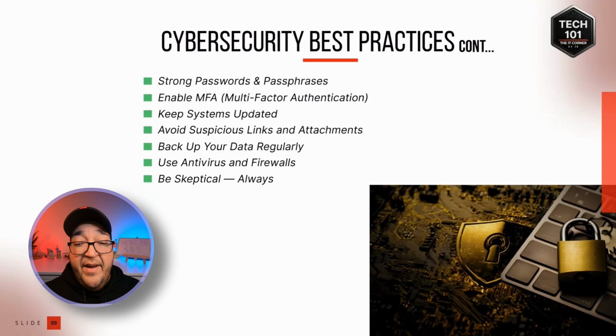Number five, back up your data regularly. Use both cloud storage and external hard drives. If ransomware ever hits, you've got those backups ready, and that's your protection right there. Number six, use antivirus and firewalls. Those are your first line of defense, scanning and blocking some of the known threats for you. And finally, stay vigilant. Be skeptical. If something feels off, it probably is.